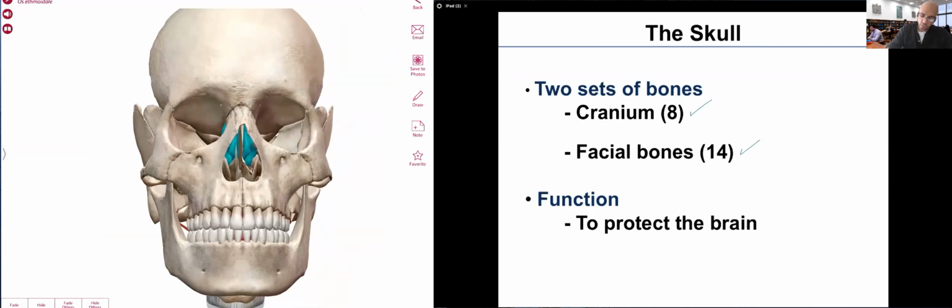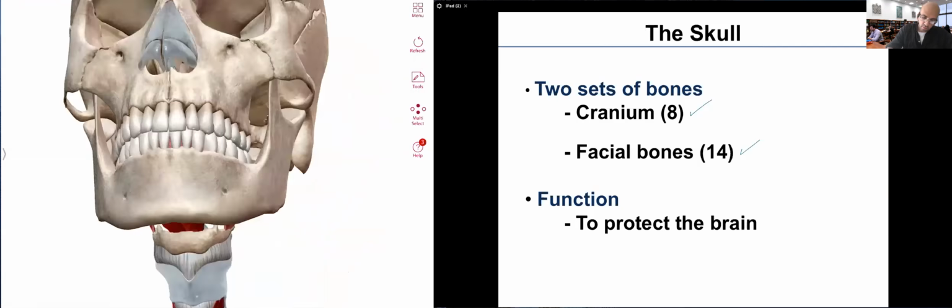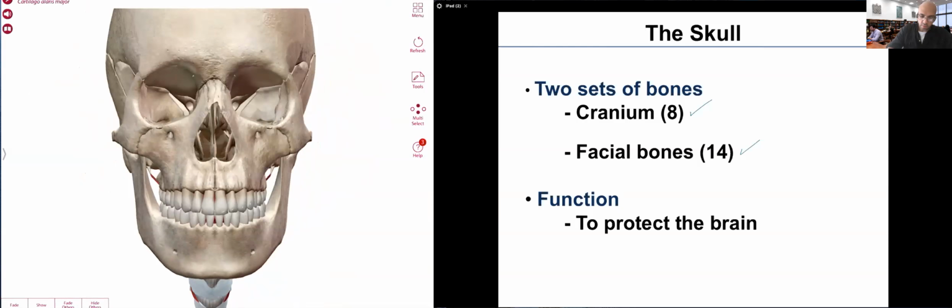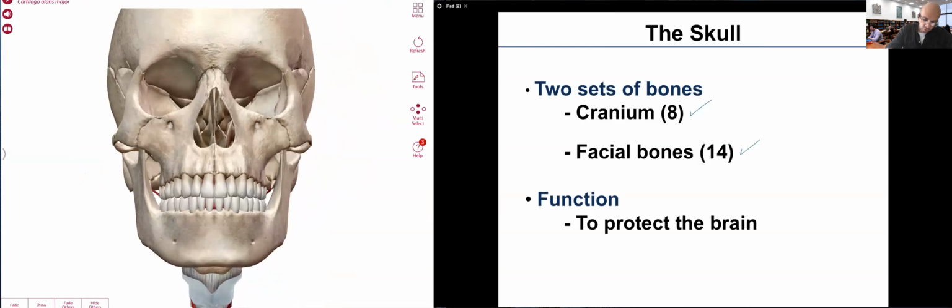So what are the 14 facial bones that you've seen in here? We've seen first the mandible. Remember, the mandible did have on the outside surface this hole related to the chin. Those are my mental foramina, mental foramen.